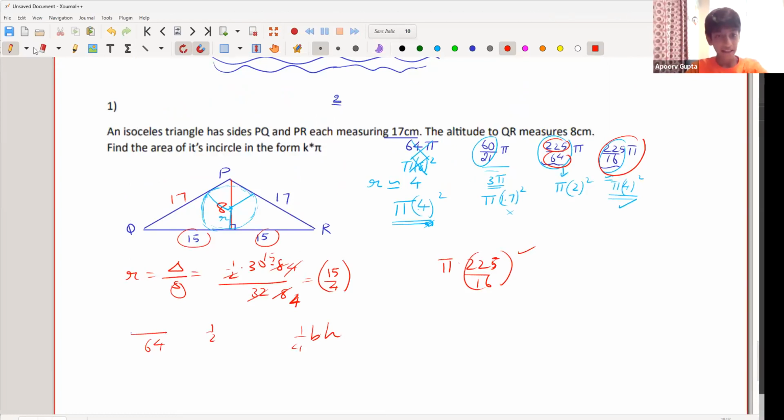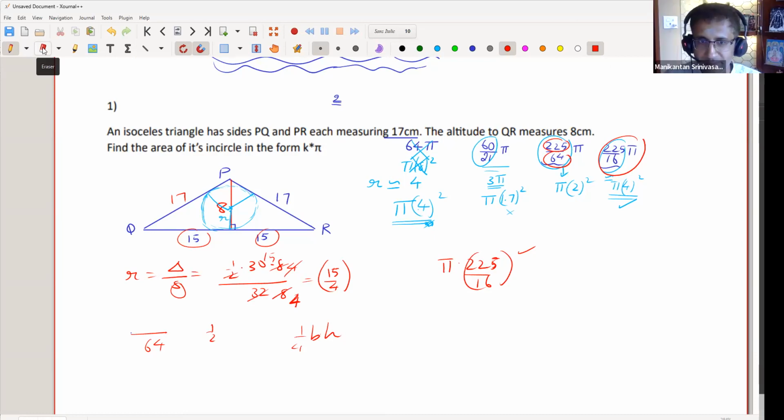Like I was looking at this, I did the same diagram. So instead of taking 30 as the base, I took 15 as the base. So it became 1 by 4 base into height. Understood. Okay. Question 2. Triangle AOB.